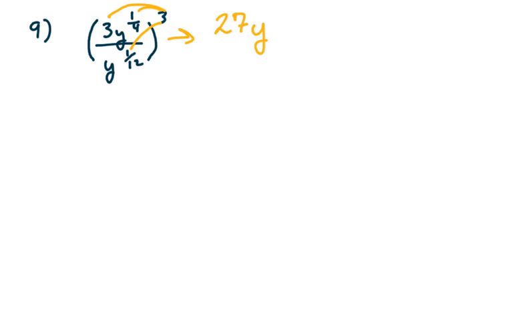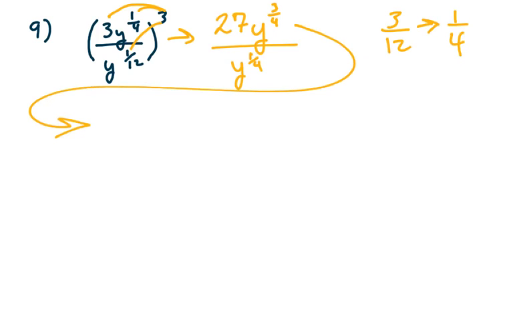Y to the, okay, so we're going to use the power rule here, and we're going to have 1/4 times 3, which is 3/4. Okay. On the bottom here, we're going to have y to the 3/12. Well, what is 3/12? We can reduce that, right, to 1/4. Okay, this is going to be 1/4. We're almost done here.